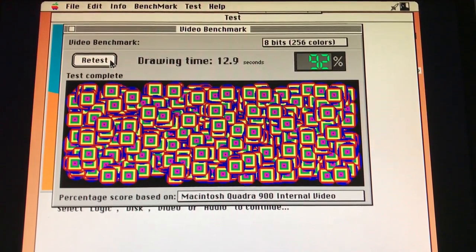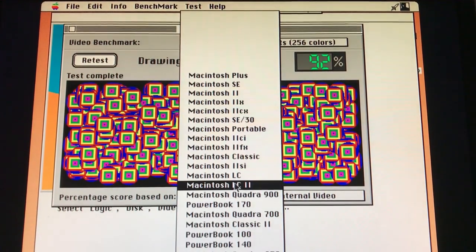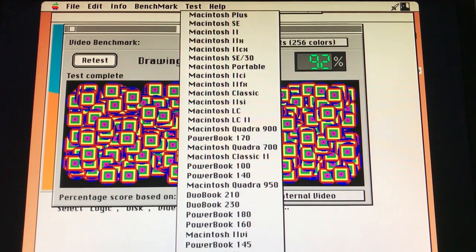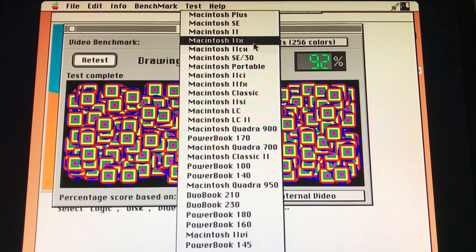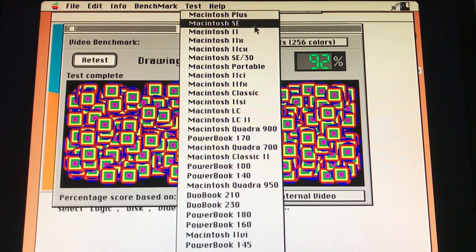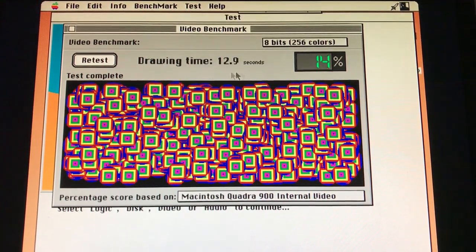Very impressive. The old NuBus Radius direct draw card is hitting almost the same performance as a Quadra 900's internal video at the same resolution, 92% at 256 colors. Very cool. Now let's compare it against, let's see what other systems we have. Quadra 950 has the same frame buffer. Let's compare it against a 2CI.